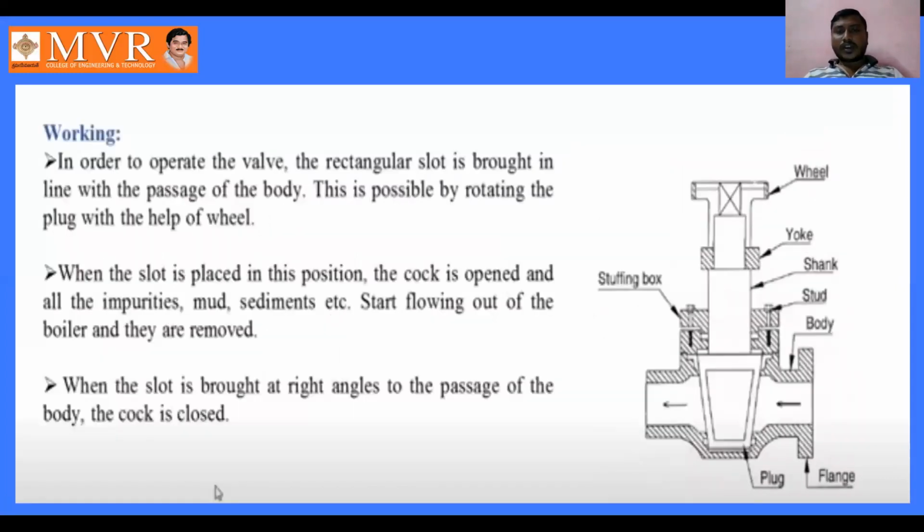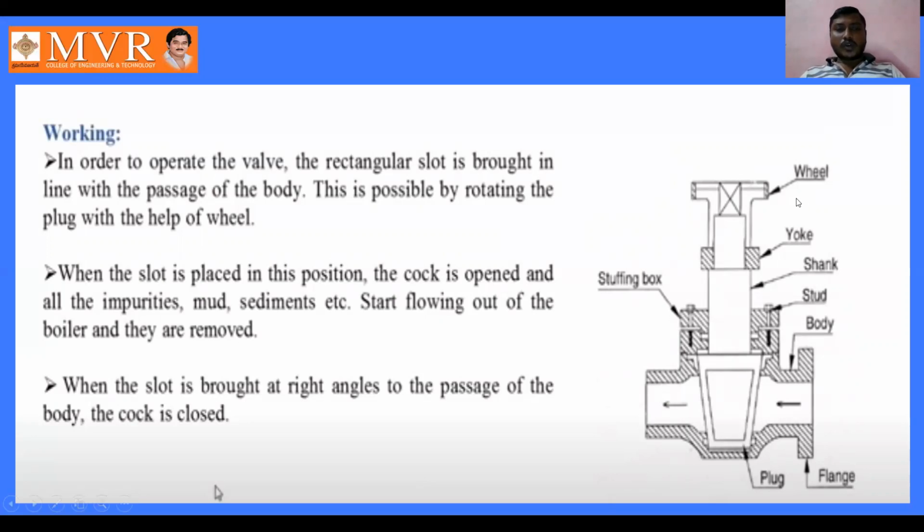Coming to the working, in order to operate the valve, the rectangular slot is brought in line with the passage of the body. Here the plug is brought in line with the passage of the body. This is possible by rotating the plug with the help of the wheel. When we rotate the wheel, the rectangular slot which we have here in the conical plug is brought in line with the passage of the body.